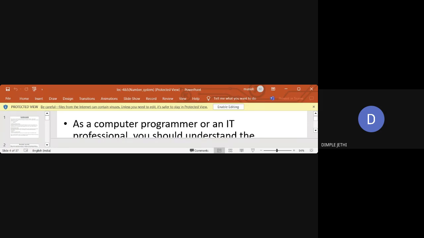0 to 15 will make 16 digits. Okay, so now 0 to 9, as I said, everything starts from 0. So 0 to 15 will make 16 digits. Now 0 to 9, we have numbers. For 10, what do we do? We use A for 10, we use B for 11, right?